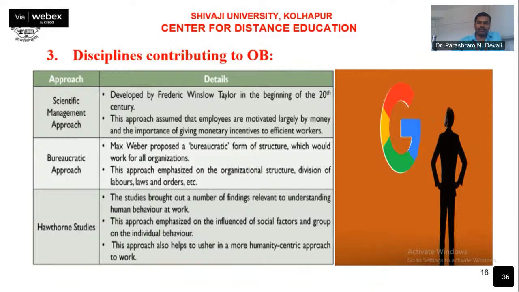Then Hawthorne study, that is, we can say human relation approach. Herewith I have mentioned a specific experiment, Hawthorne studies. This study was conducted by Elton Mayo, one of the eminent scholars or thinkers in management. In this approach, what he experimented was that he may provide good organization environment to employees.